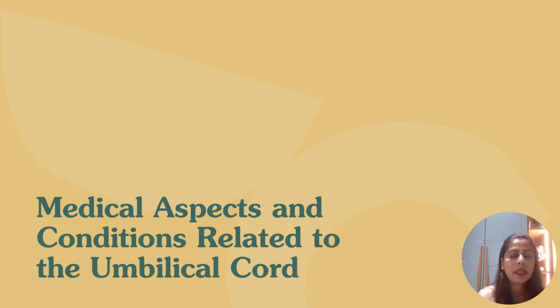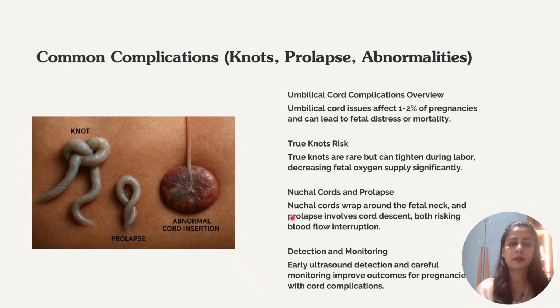Let us understand the medical aspects and conditions related to the umbilical cord. So common complications are knots, prolapse, and certain abnormalities. Umbilical cord complications affect 1 to 2% of pregnancies and can lead to fetal distress or mortality.